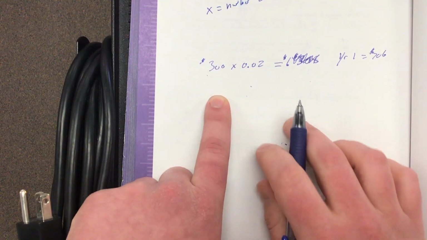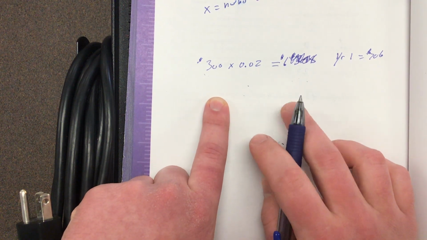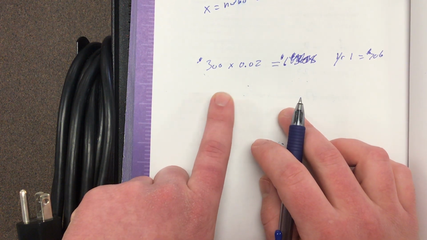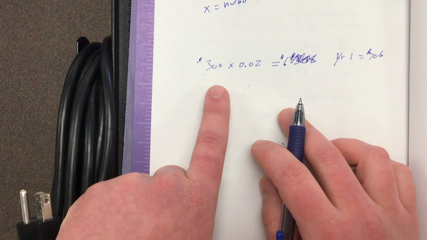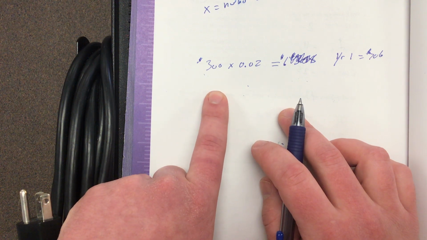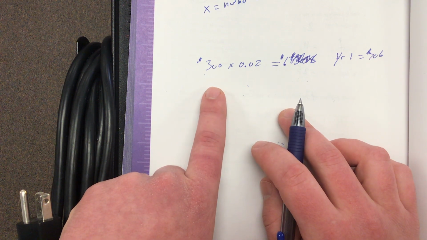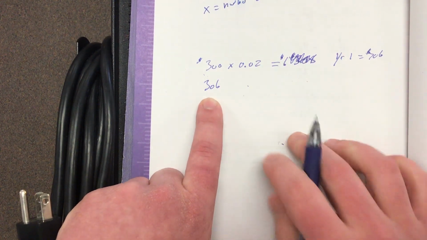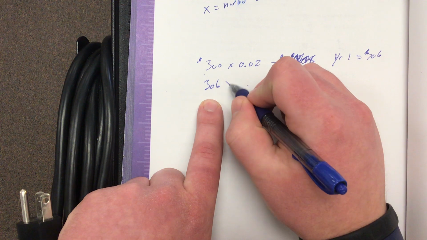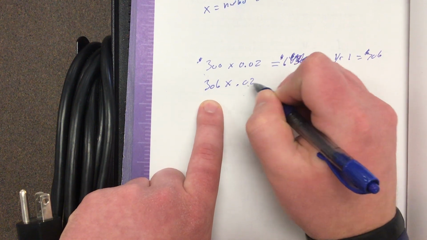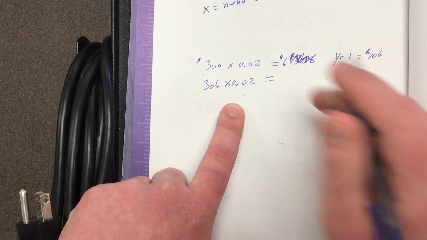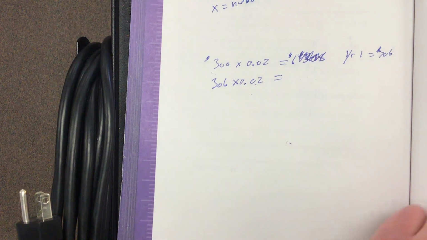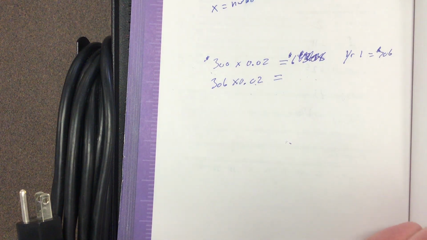All right, now the second year, it's going to be a little bit trickier. What do we have to start with this time? Matt? Just start with 306 because that's what's in our account after 1 year, right? So now again, we're going to take that times 0.02. You guys want to multiply that out? See how much she made in that second year?